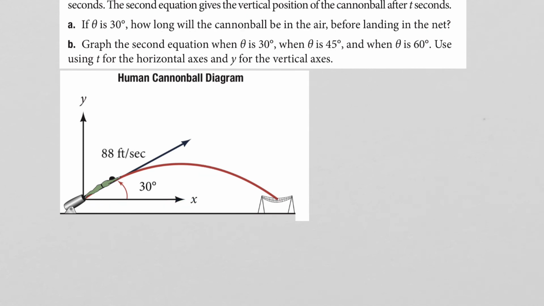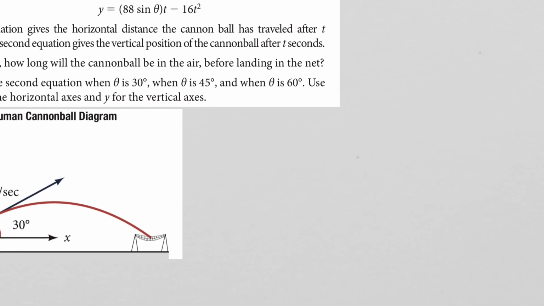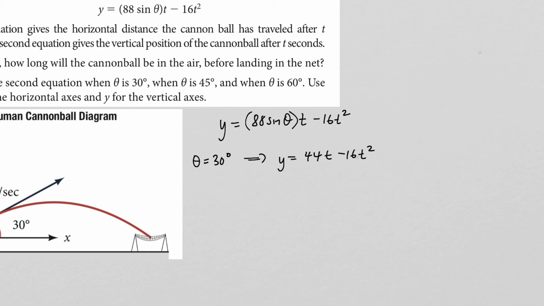For the second question, it says, graph the second equation when theta is 30, when theta is 45, when theta is 60. So the second equation, and use t for the horizontal axes and y for the vertical axes. All right, so the second equation, remember, is y equals 88 sine of theta times t minus 16t squared. And so if theta is 30 degrees, we know that y is going to be 44t minus 16t squared. We already talked about that one in part A.